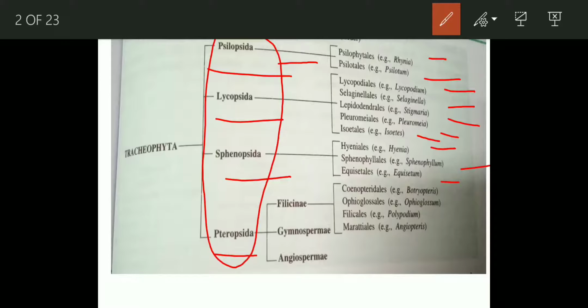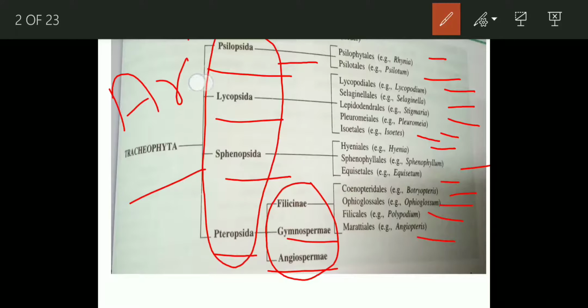And Pteropsida was divided into 3 subgroups that included Filicinae, that means the true ferns, Gymnospermae, we know these are also considered inside the Tracheophyta group, which includes all the gymnosperms, and then the Angiospermae. So these are the subgroups of the group Pteropsida. While Filicinae was further divided into Coenopteridales, Ophioglossales, Filicales and Marattiales. So this was the classification given by Arthur E. James, and the basis I had already told you.